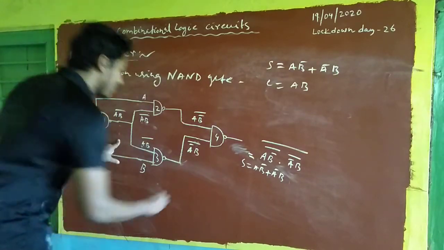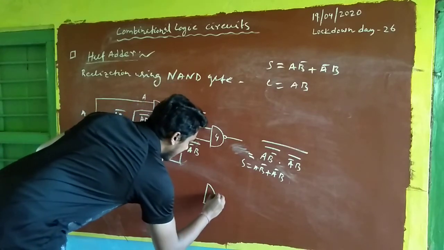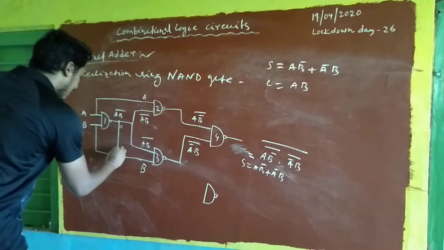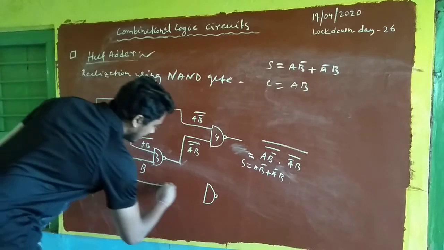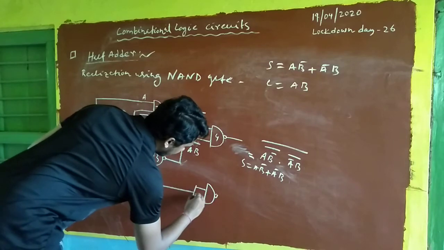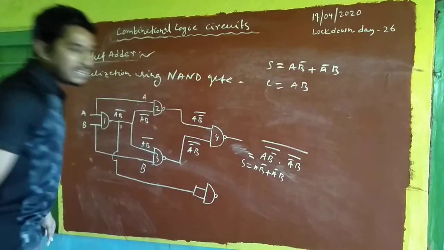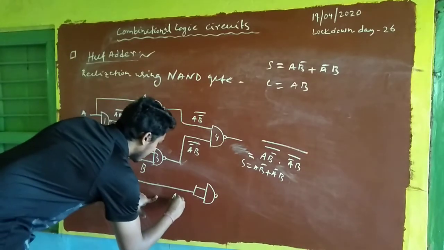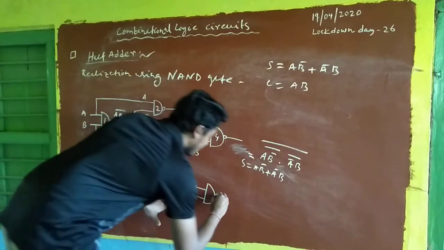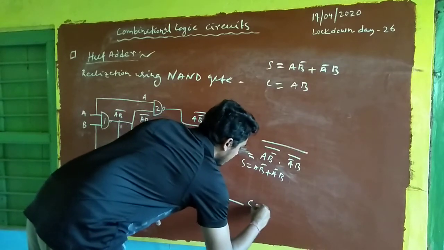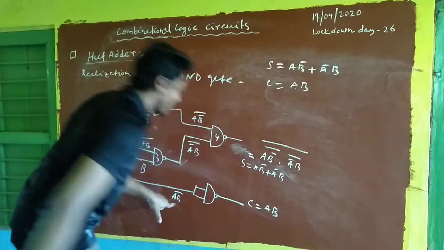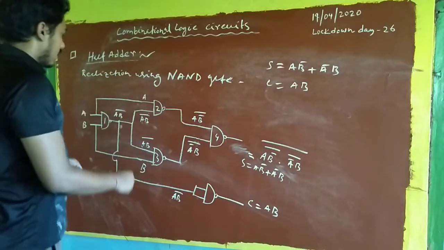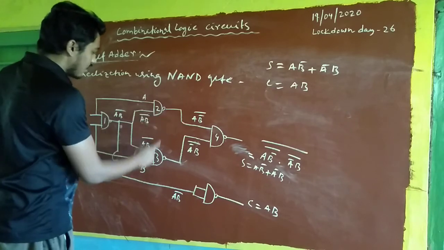So AB you can get using a NAND gate. Here we are getting AB bar. AB bar, if we take it in this way, is nothing but an inverter. So this is the NOT gate using a NAND gate. So what is the input here? AB bar. What is the output here? Obviously C is equal to AB. This is the NAND inverter. Now we need to check the output of 2 and the output of 3.